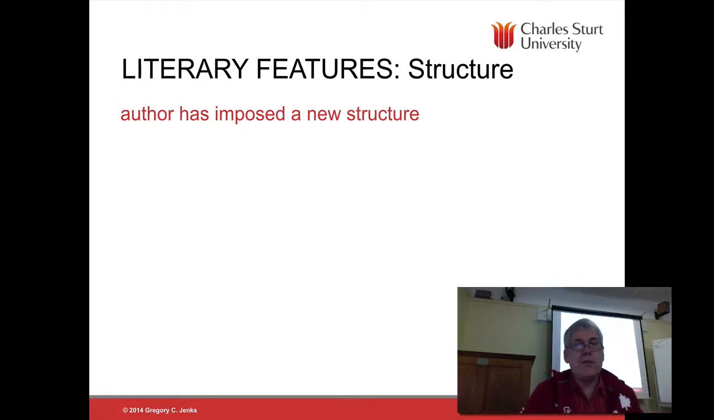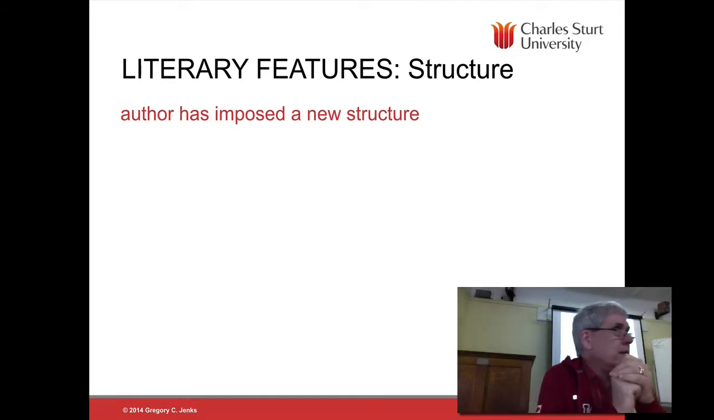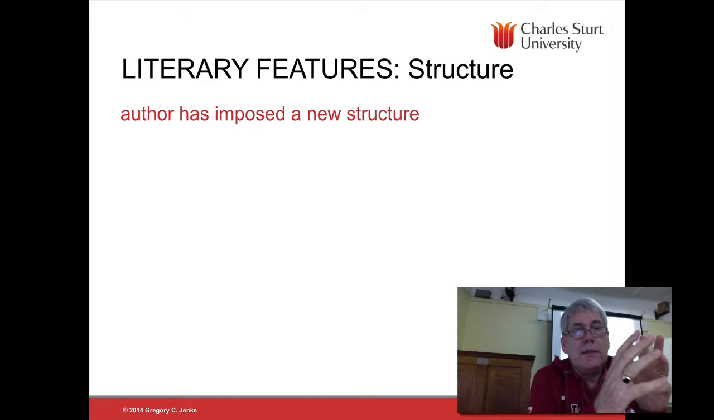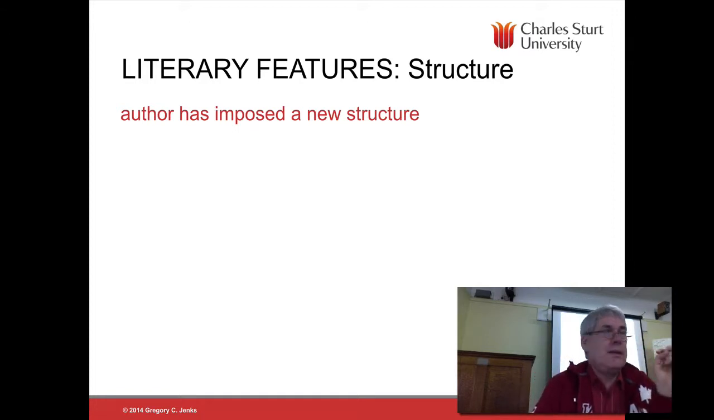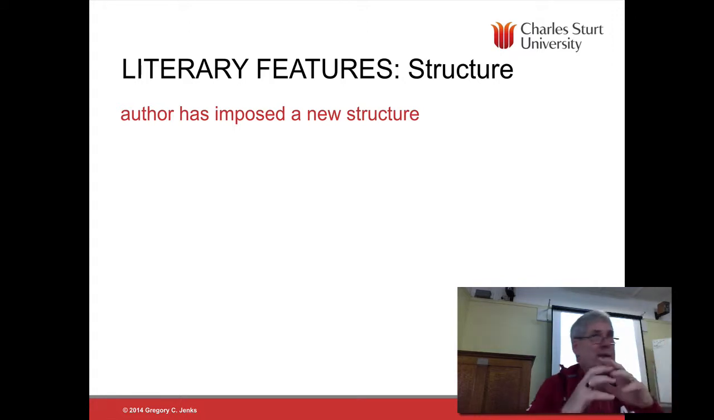So let's look at issues around structure in terms of literary features. It's clear that in taking over Mark, Matthew has imposed a new structure. However, it's not exactly clear what the structure is. I mean, how do we articulate the structure that Matthew is using?